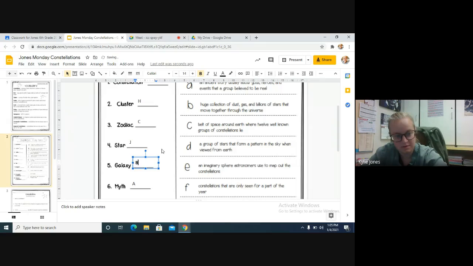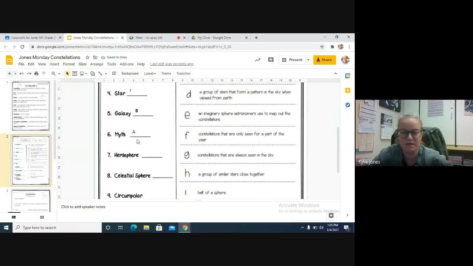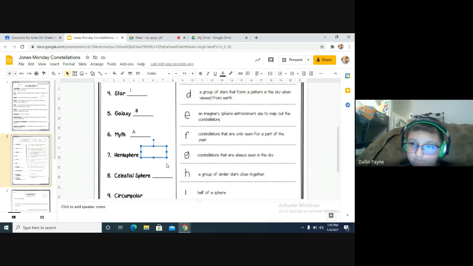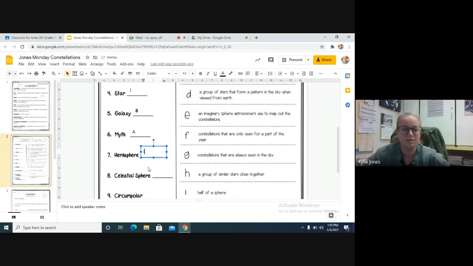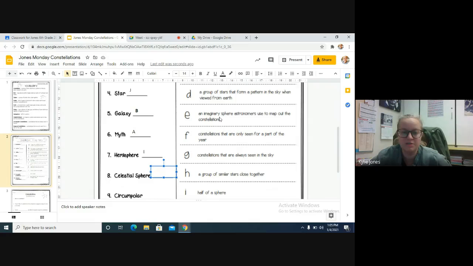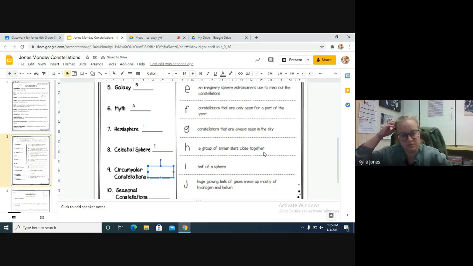Oh, there we go. Okay. You already did myth. Yeah, we already did myth. That was A. What about 7, hemisphere? I, a half of a sphere. Perfect. Number 8, a celestial sphere. What did you guys get for that one? E, imaginary sphere that astronomers use to map out constellations. Good. What about 9, circumpolar constellations? G, constellations that are always seen.